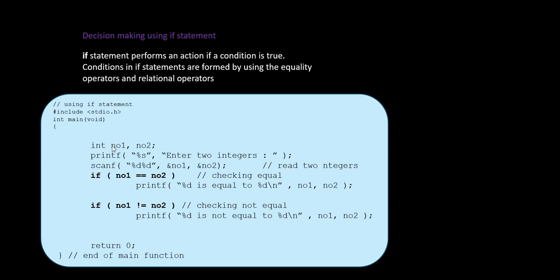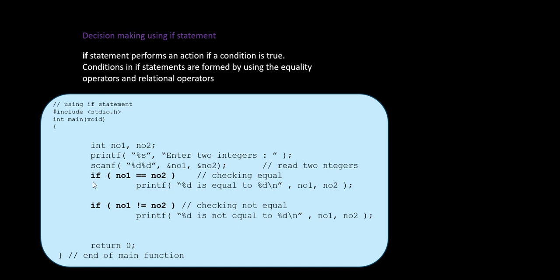Here we have declared the variables num1 and num2 and we have given the data type as int. Then we take the values from the user. For that we have used printf. Then we have stored the values entered by user using scanf to the two variables. Then here we have if statement.